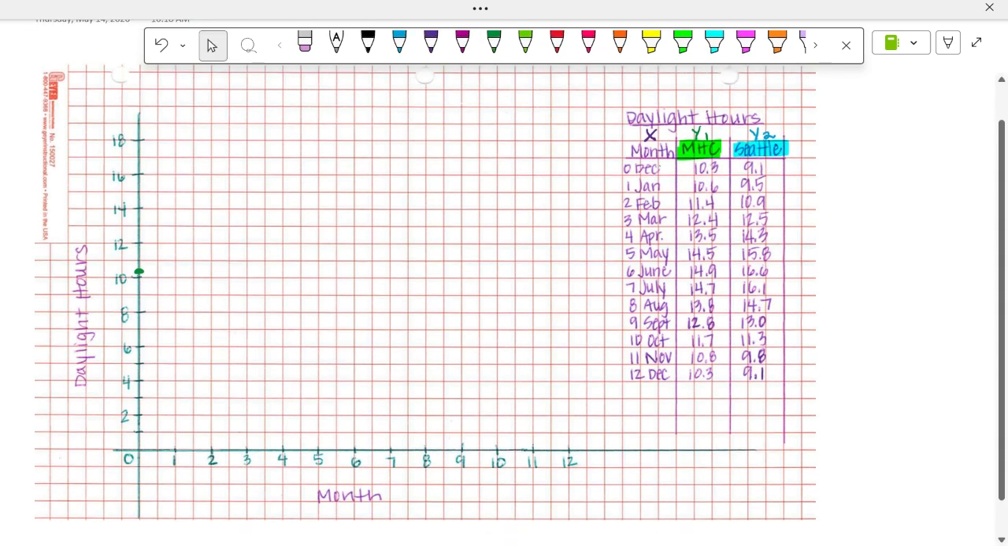All right. For January, the X value would be 1 because that's the first month of the year. Y value is 10.6 for Morehead. So I'll go to 1 and then 10.6. So I'm going to go to 10 and then slightly higher than the 0.3. So make sure it's slightly higher than the 0.3.